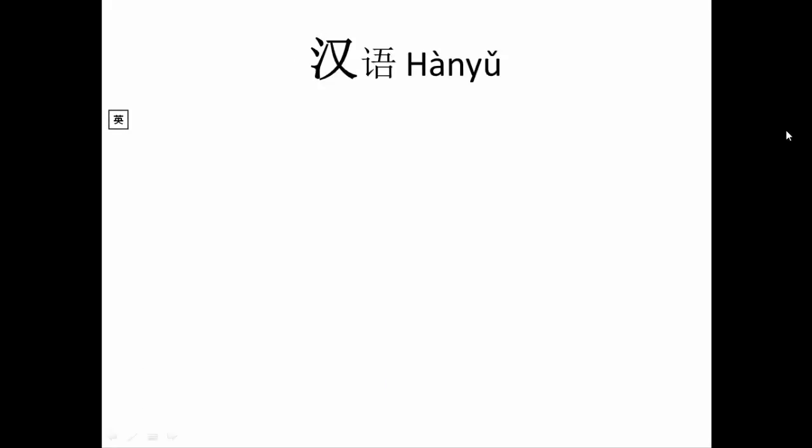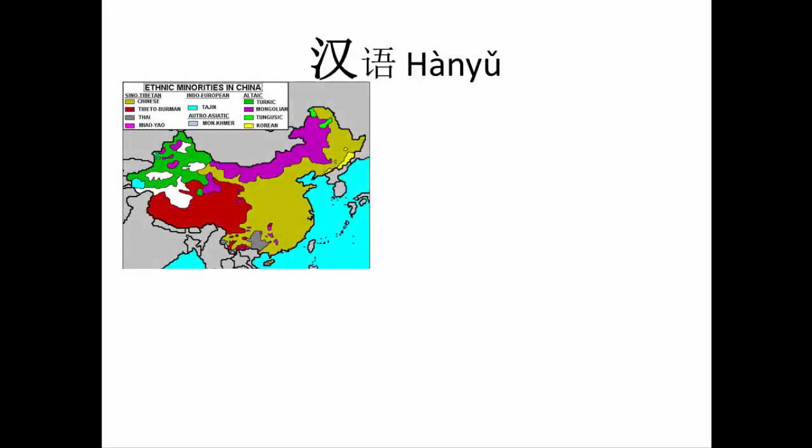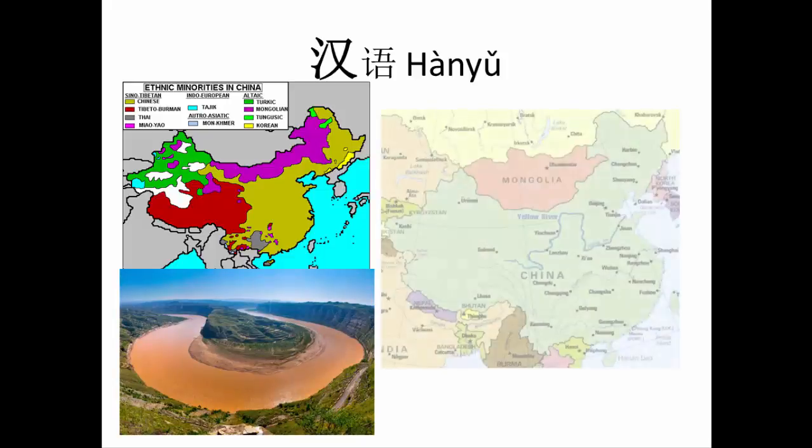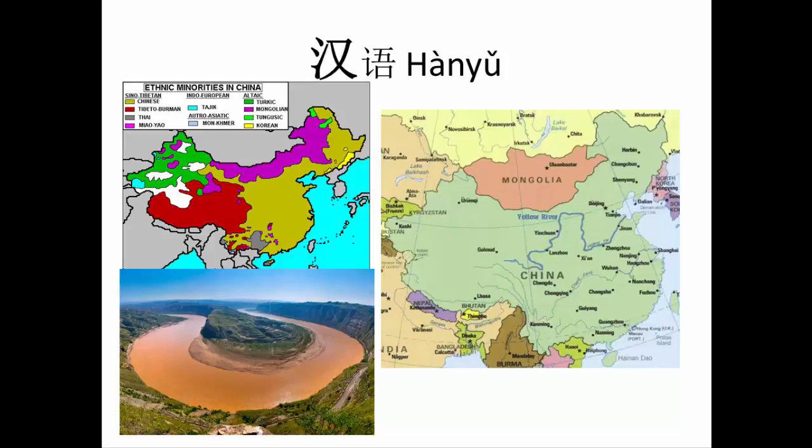The next character you have to copy is Hàn, from Hànyǔ. Hàn means the Han ethnic majority in China that we talked about. They take up the majority, 92% of the population. They're the people you think of when you think of Chinese people. To make this character, you combine the water radical and the right-hand radical. I remember this because the Han people's culture was founded along the Yellow River, so we have the water radical. The Yellow River was the cradle of Chinese civilization.